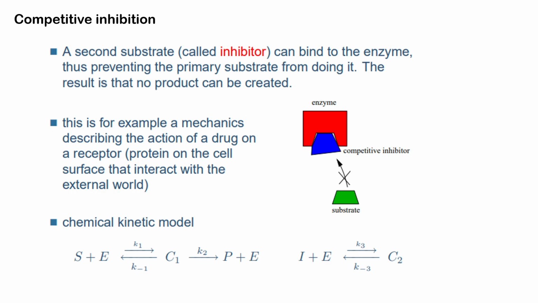So as I said, this is, for example, a mechanism describing the action of a drug on a receptor protein on the cell surface that would interact with the external world. So you have an enzyme here. This is a competitive inhibitor which basically takes up the place of the substrate, and it does not allow the substrate to bind to the enzyme to be converted to the product. So the chemical kinetic model will look something like this. Here, I is the inhibitor. So your chemical kinetic model would look something like this.